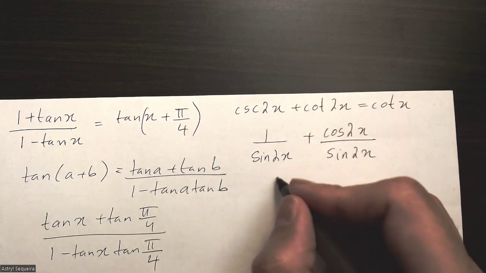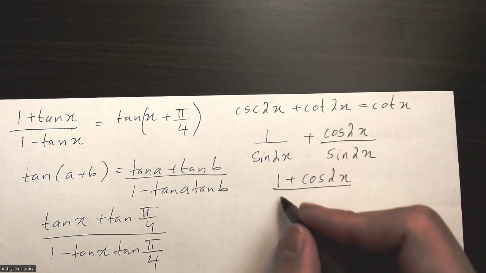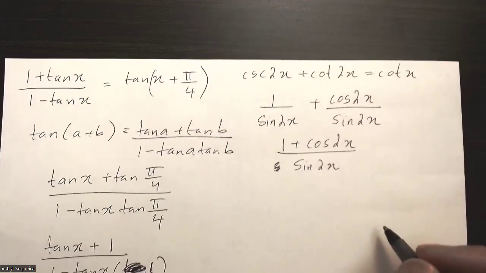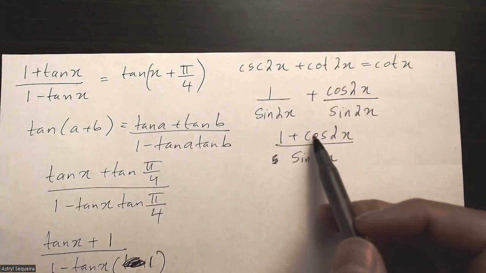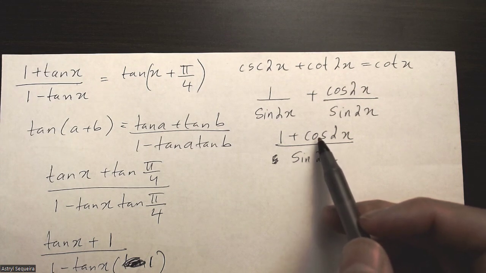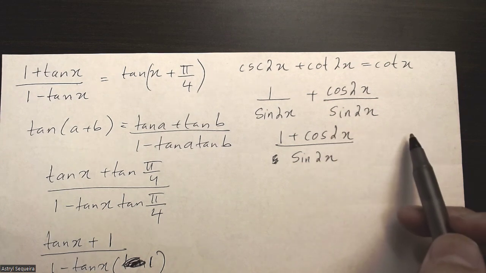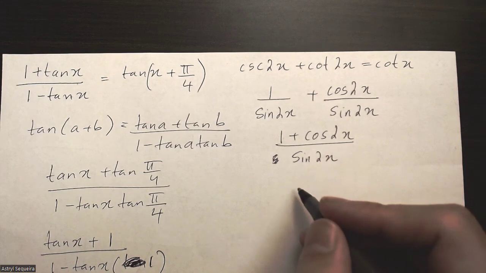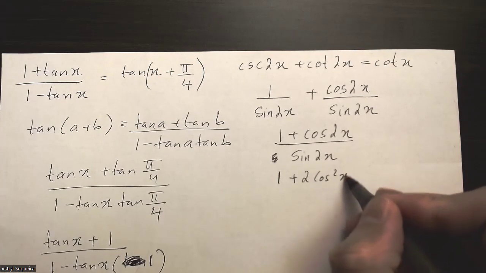Now I'm just going to combine these. 1 plus cos 2x divided by, common denominators, sine 2x. So now I'll replace cos 2x with, there's 3 different formulas for cos 2x, but I'm going to specifically pick 2 cos square x minus 1. And the reason why I'm picking that one is because this 1 and that minus 1 will cancel off. So I'm going to replace the cos 2x with 2 cos square x minus 1.